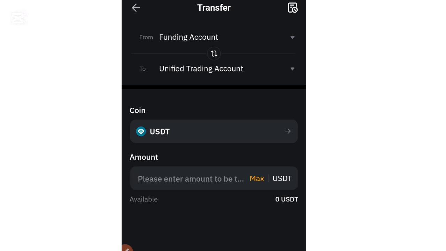So this is it. When you click that, you just click on confirm here. After that, you click on confirm. Boom, your money will be transferred from your funding wallet to your unified trading account straight, and then you can actually use it to trade. It's just as simple as that. There's nothing much there, there's nothing big.